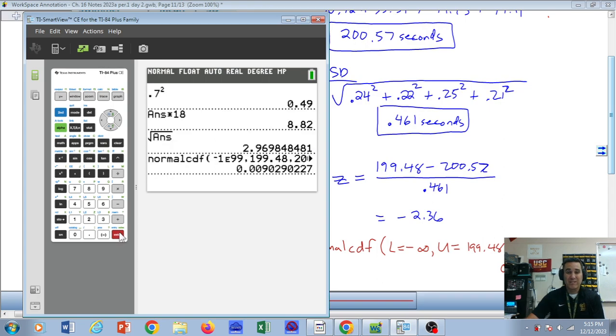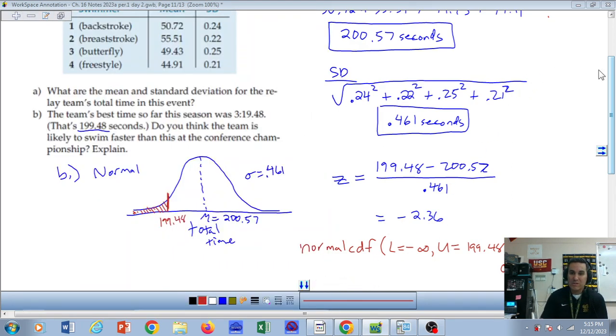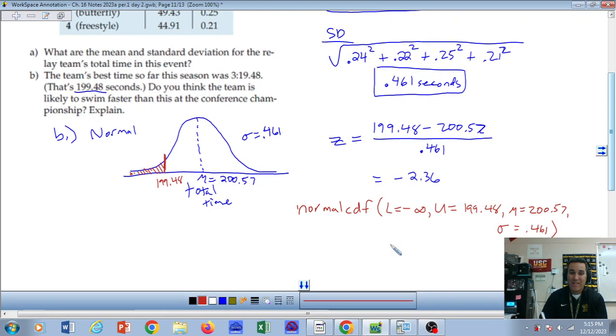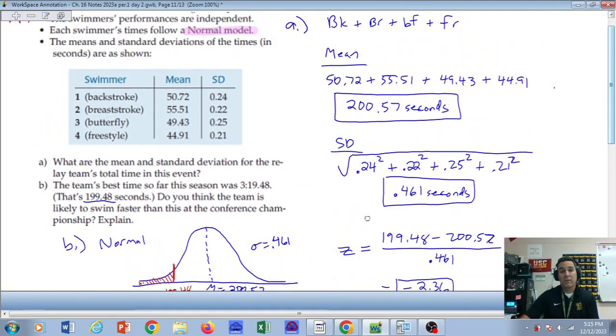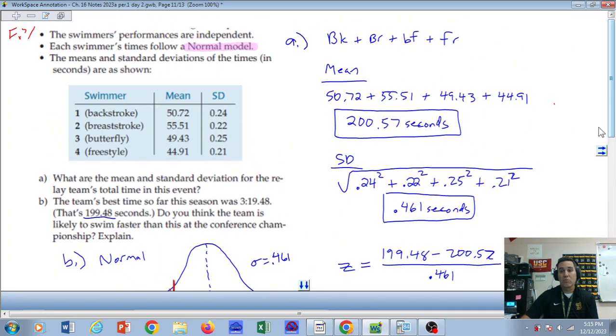Let's see what we get. 0.0090. That is not very likely to happen. So you could justify your answer with this, but you would write a sentence and explain to me, hey, I don't think it's going to happen because look at how unusual that 199 is from our model of combining all those times. I don't know about you, but that's a fun problem. I enjoy that problem. The swimming problem is sort of cool.